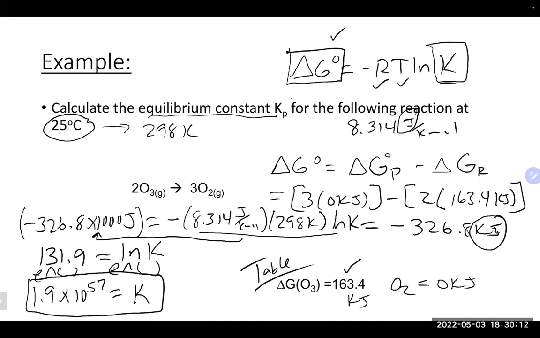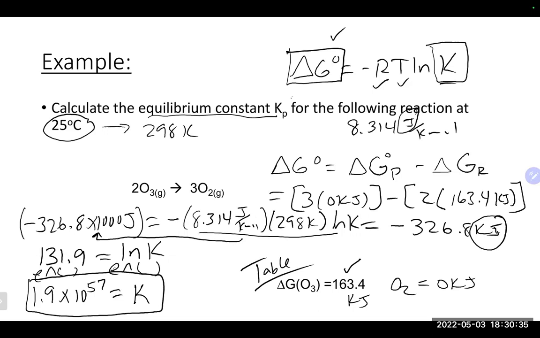Any questions on any part of that calculation? Let's think about whether some of these numbers make sense. This reaction would favor reactants or products here. Delta G is negative, which means it should favor the products, or go that way.